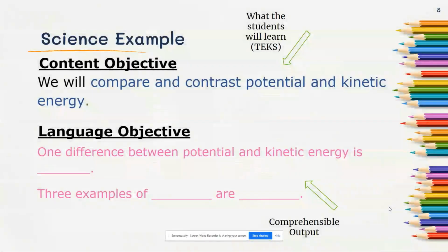Let's take a look at a science example. The content objective: we will compare and contrast potential and kinetic energy. If you notice in the language objective, the words potential and kinetic energy are part of the sentence stem that's being provided for students. 3 examples of... and the students are to embed the word potential or kinetic energy in one of the blanks.